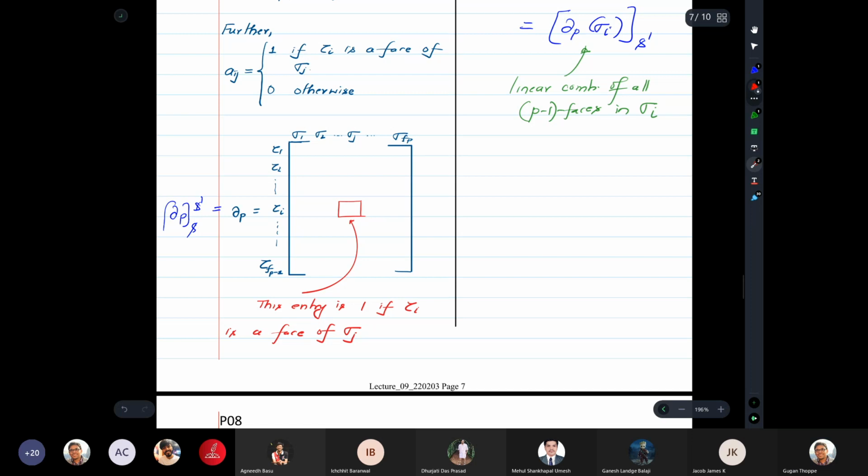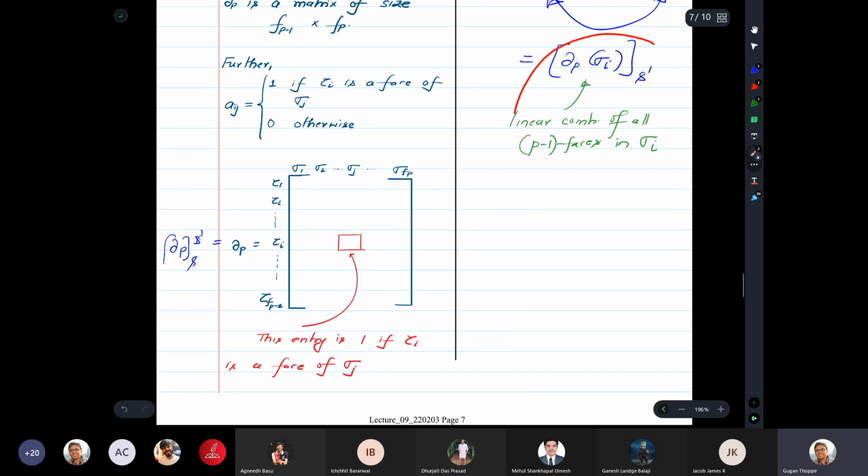And now the ijth entry over here will be 1 if tau I, this is a P minus 1 face, is a boundary of this sigma j, which is a P face, right? So this is how we are interpreting this. Let me again say what I'm doing over here. The first thing we observed is that this del P is a matrix of dimension f P minus 1 cross f P.